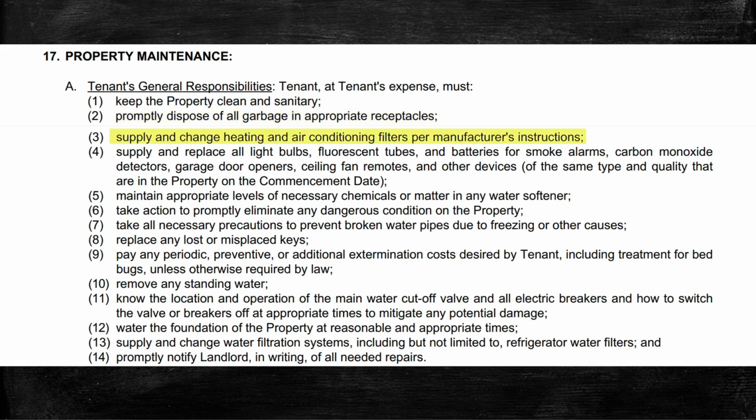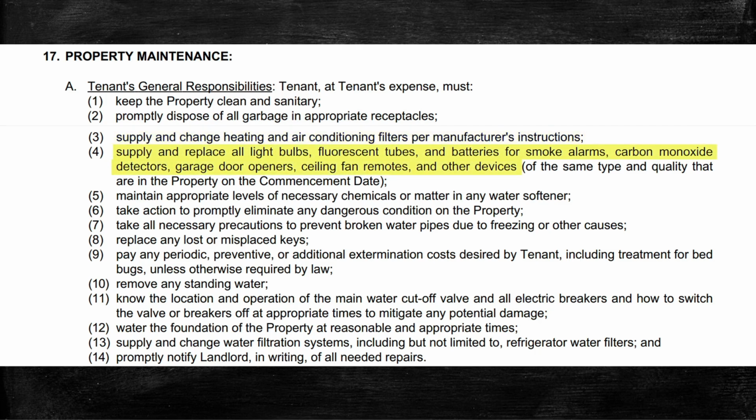3, supply and change heating and air conditioning filters per manufacturer's instructions. This is a pretty important one. I have seen instances where long-term tenants have failed to change the heating and air conditioning filters. That has resulted in some damage to the HVAC system, and the tenant ended up having to pay for the repairs to the HVAC system. So according to manufacturer's instructions, tenants have to purchase the filters and tenants have to make sure they get changed.